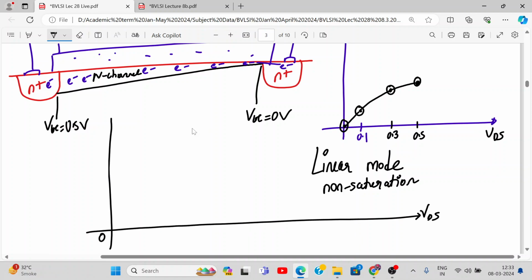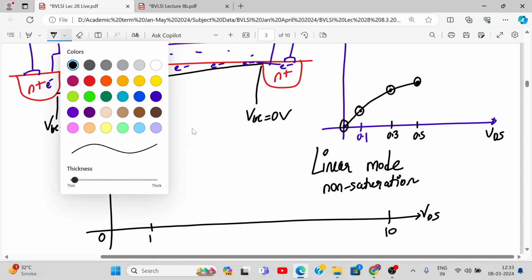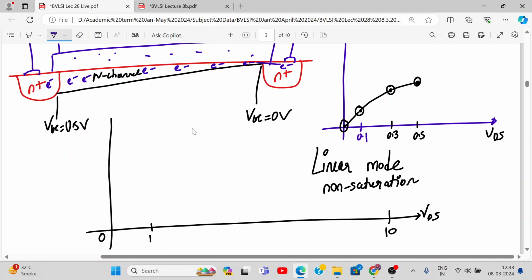VDS is from 0 to 10 volts normally. Okay, so I am showing this within 1 volt, a small section, look. Here I am showing this section. Yes or no? Can you imagine this? I have highlighted this only here, expanded this over here. So for a very small region, the current goes to maximum.